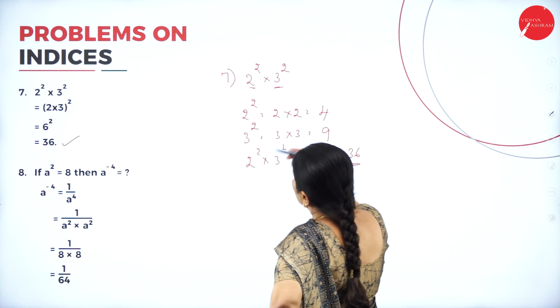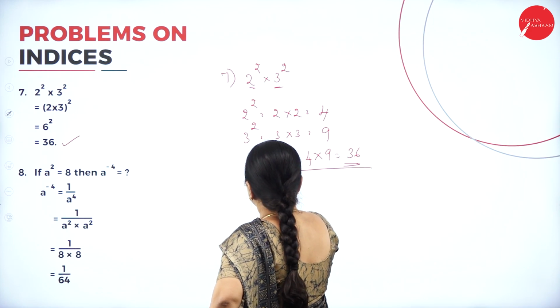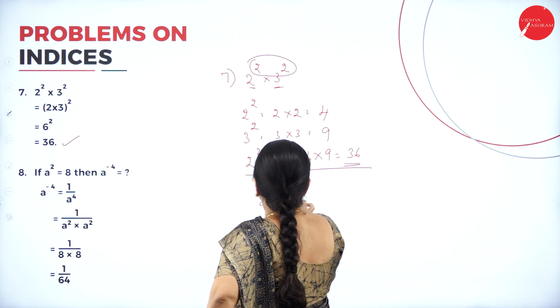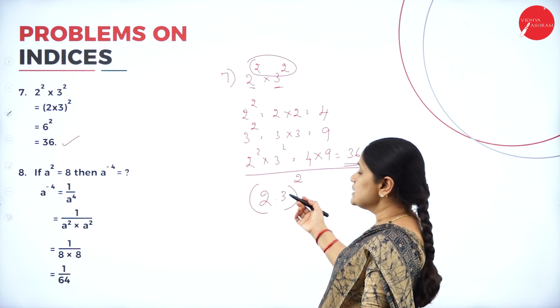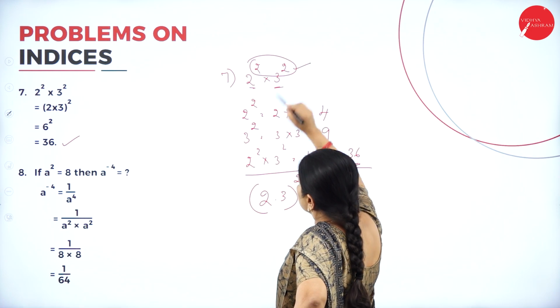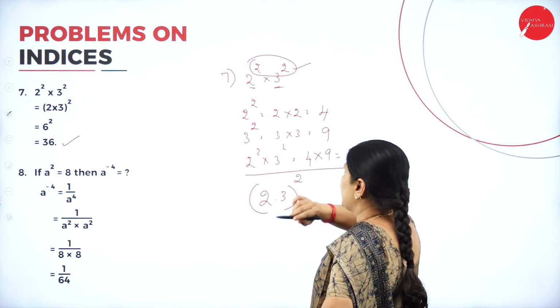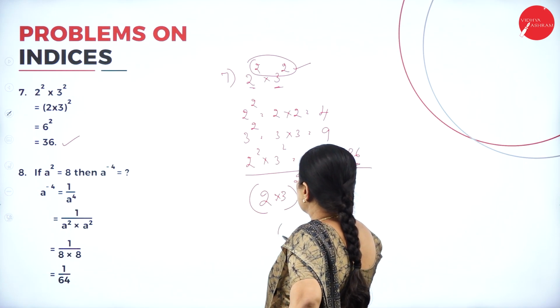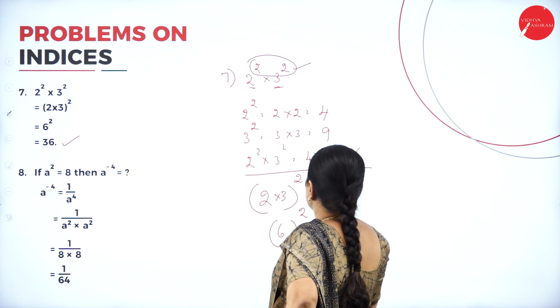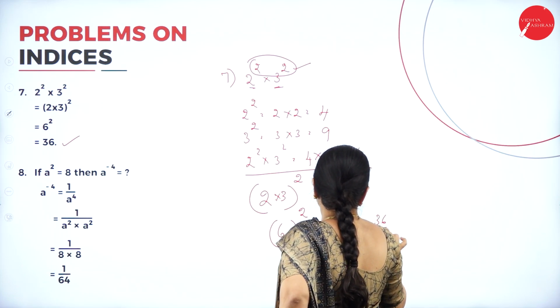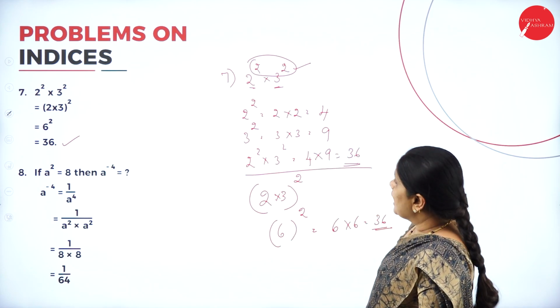Or you have one more way of doing this. If the powers are same, what you can do is write 2 into 3 whole to the power 2. So, this is one more way of doing the problem. The powers are the same, so the bases can be multiplied. So, 2 into 3 to the power of 2. 2 into 3 is 6. 6 to the power 2. So this will be equal to 6 into 6, that is equal to 36. So this is the answer.